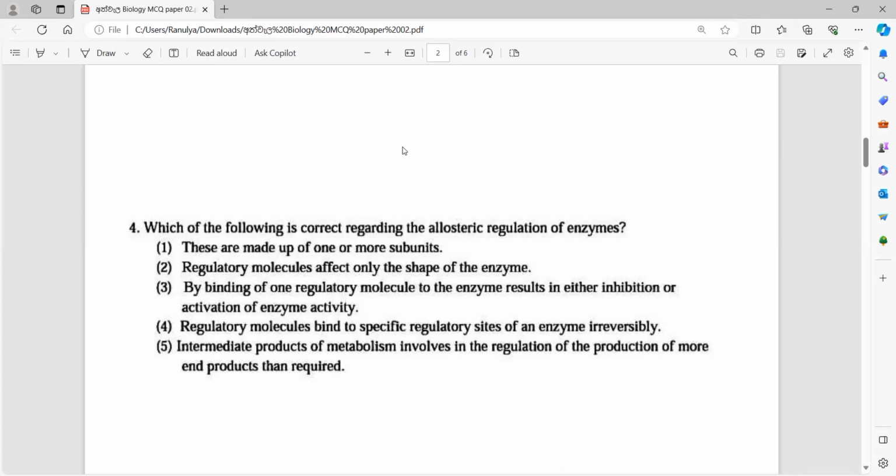Then the fifth one, intermediate products of metabolism are involved in the regulation of production of more end products than required. No, that is also incorrect, right? Here, end products are involved in regulation of production of end products. Feedback inhibition. So for the fourth question, the answer should be the third answer.